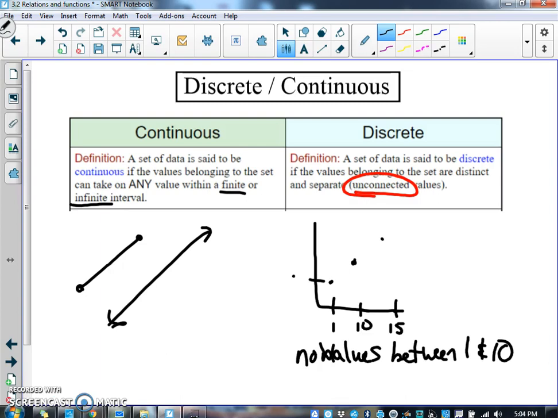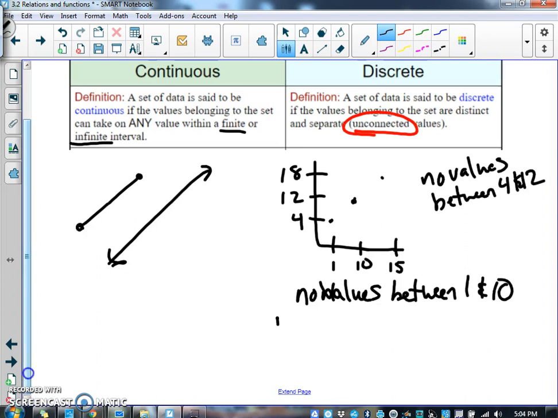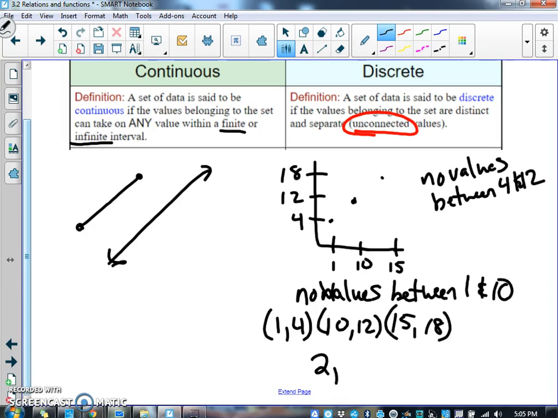I could also say maybe this is 4, 12, and 18. I could also say there's no values between 4 and 12. If I want to look at this a little bit better, I know I have the ordered pairs 1, 4, and 10, 12, and 15, 18. But for this function, 2, 8 would never exist.